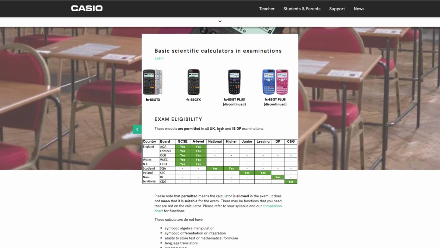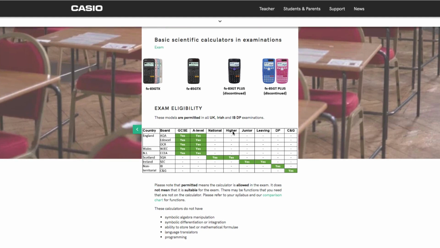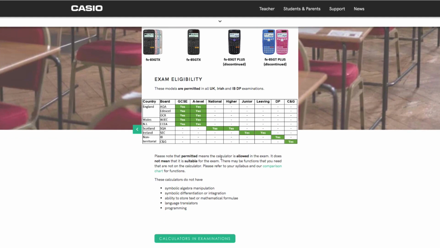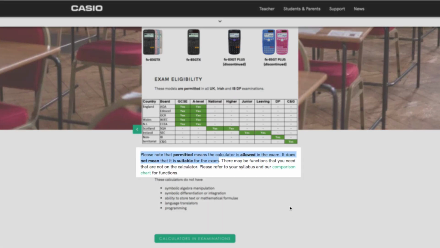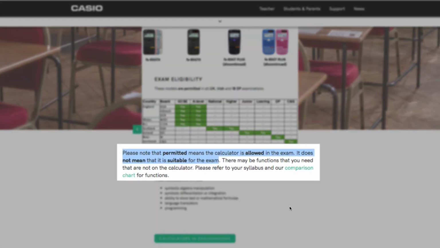And these models are permitted in all UK, Irish and IB DP examinations. Now, this is very important, this line that they've got displayed here. Please note that permitted means that the calculator is allowed in the exam. It does not mean that it is suitable for the exam. And this is very important.